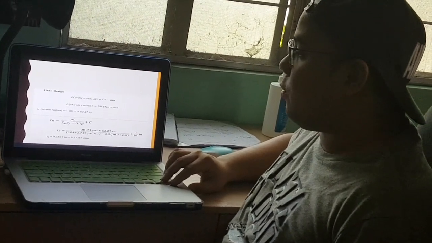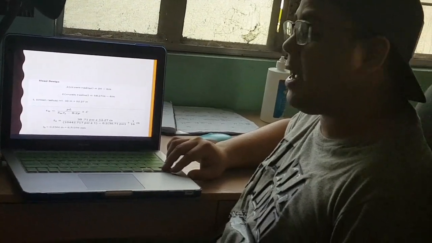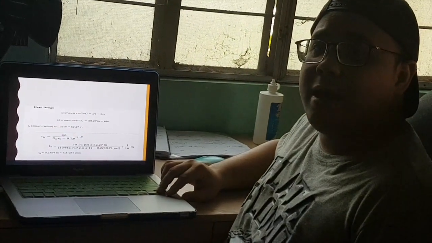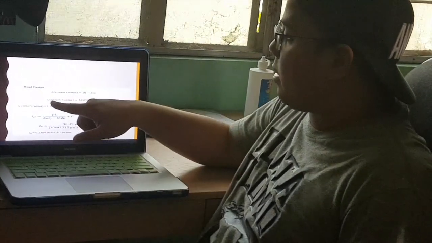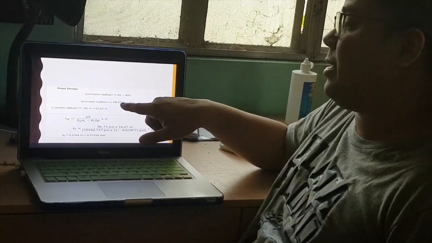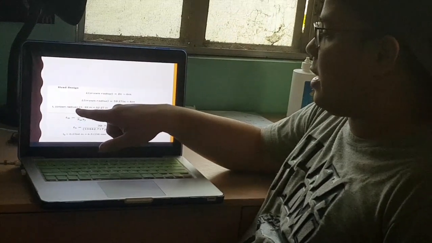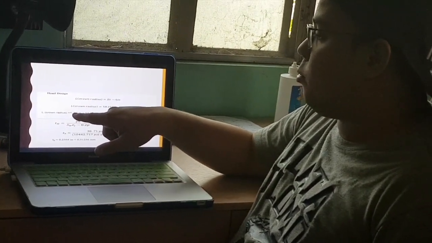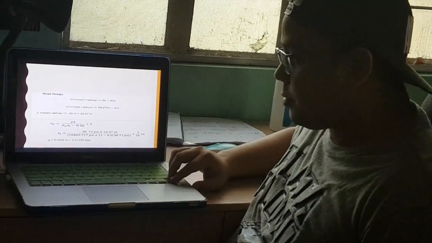For the head design, we first get the crown radius, which is equal to the diameter of the tank minus 6 inches. So the crown radius is equal to 58.27 inches minus 6. Getting the crown radius, we get 1.33 meters or 52.27 inches.